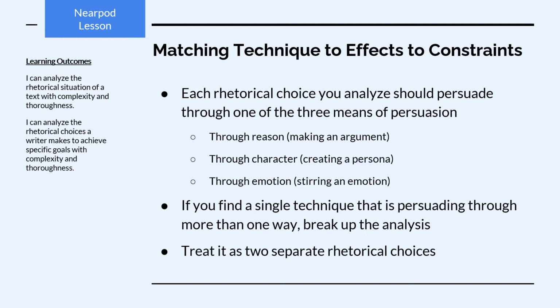Each rhetorical choice that you analyze in a rhetorical analysis should persuade through one of the three means of persuasion. It should either persuade through reason by making some argument, through character by helping create some persona, or through emotion by stirring an emotion in the audience. If you find a single technique in the text that seems to be persuading through more than one of these ways, through two or even all three, try breaking up that analysis and treating it as two separate rhetorical choices that just so happen to use the same technique.